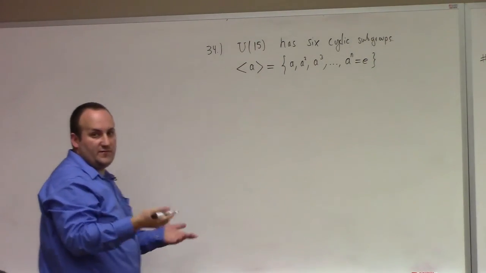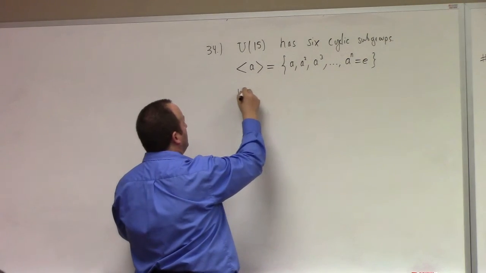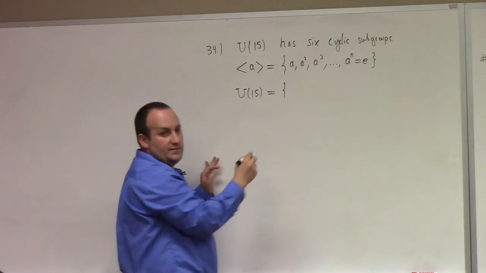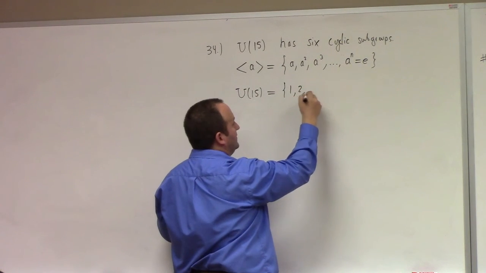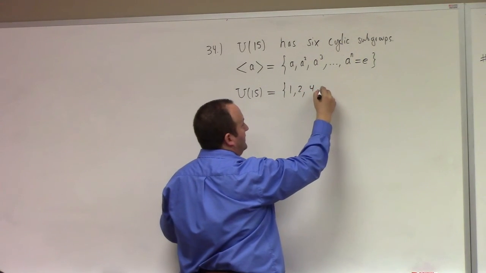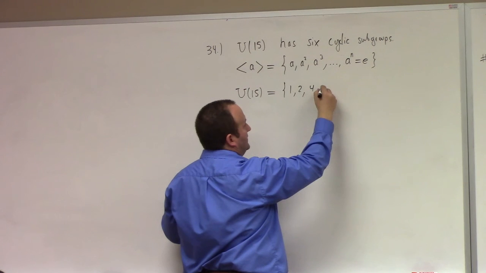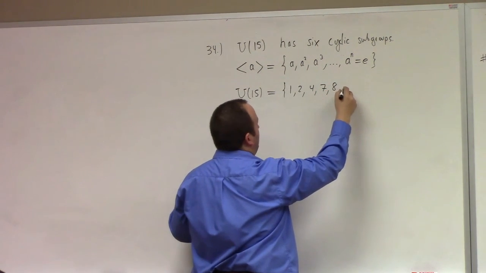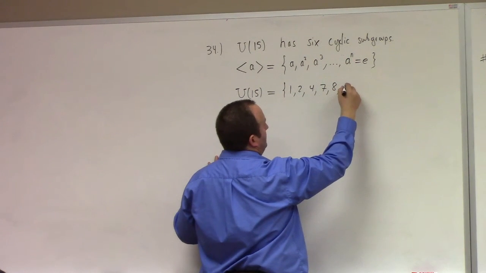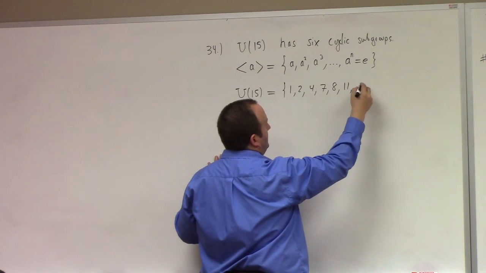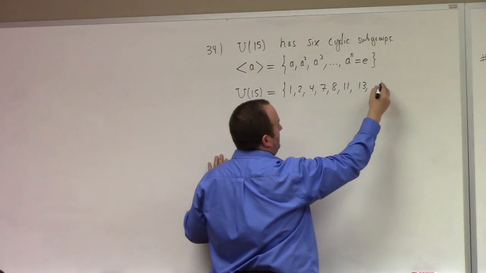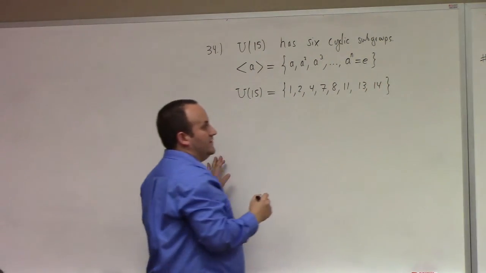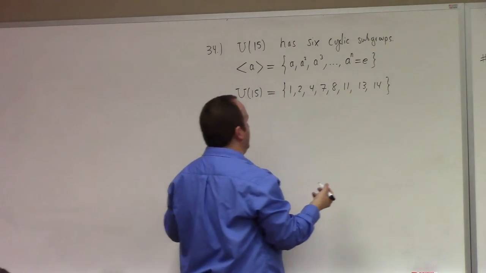So U15, what is U15? The group of units mod 15. So you got yourself a 1, a 2, 4, no 5, no 6, 7, 8, no 9, no 10, 11, 13, 14, there it is. So this is done with multiplication mod 15, right?